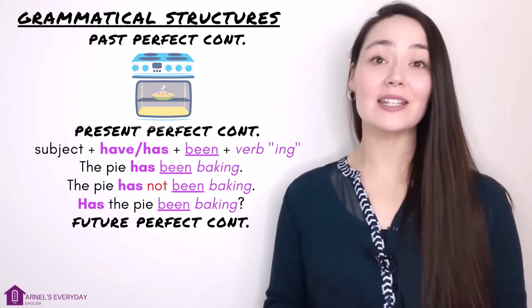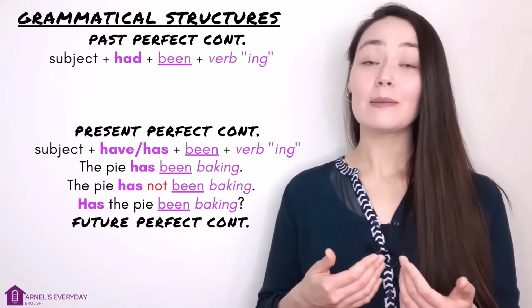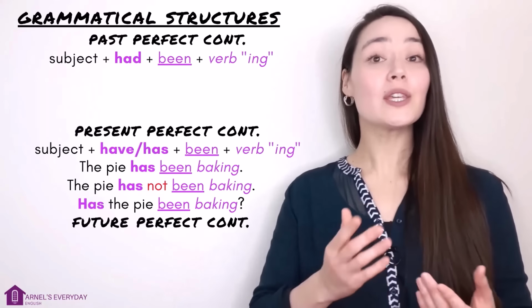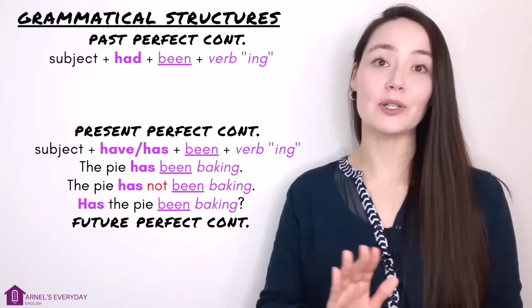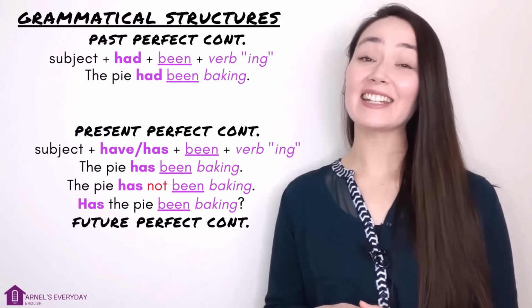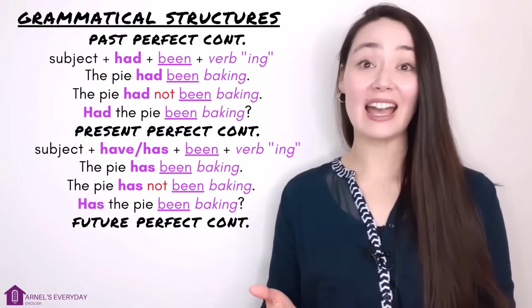Past perfect continuous: subject, had been plus verb ing. The good news is we use had been for all subjects. The pie had been baking. Negative, the pie had not been baking. Had the pie been baking?